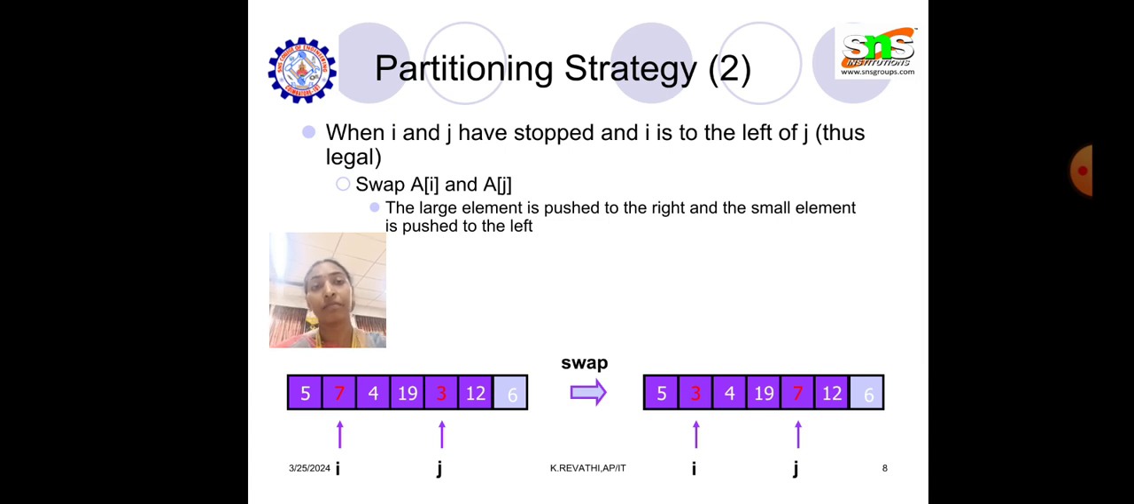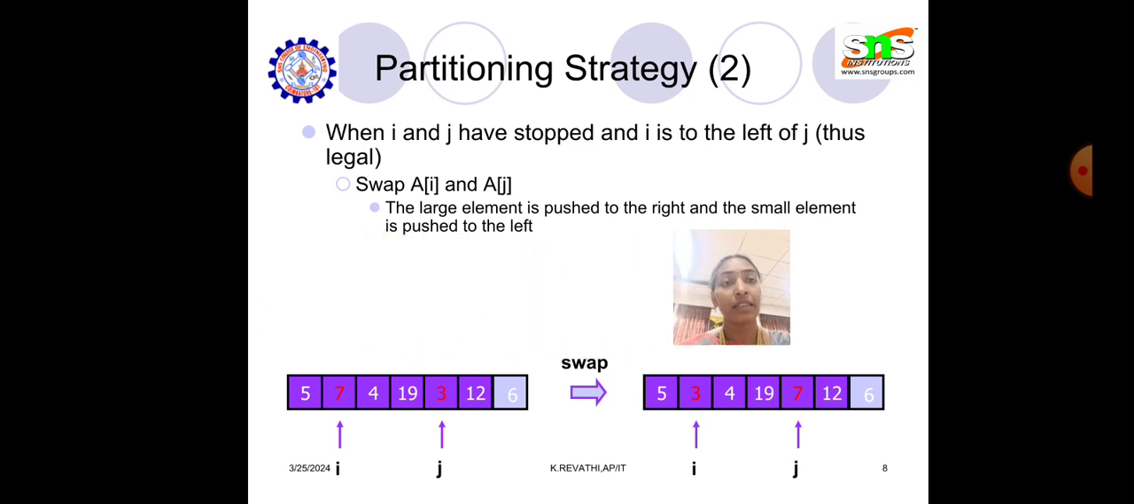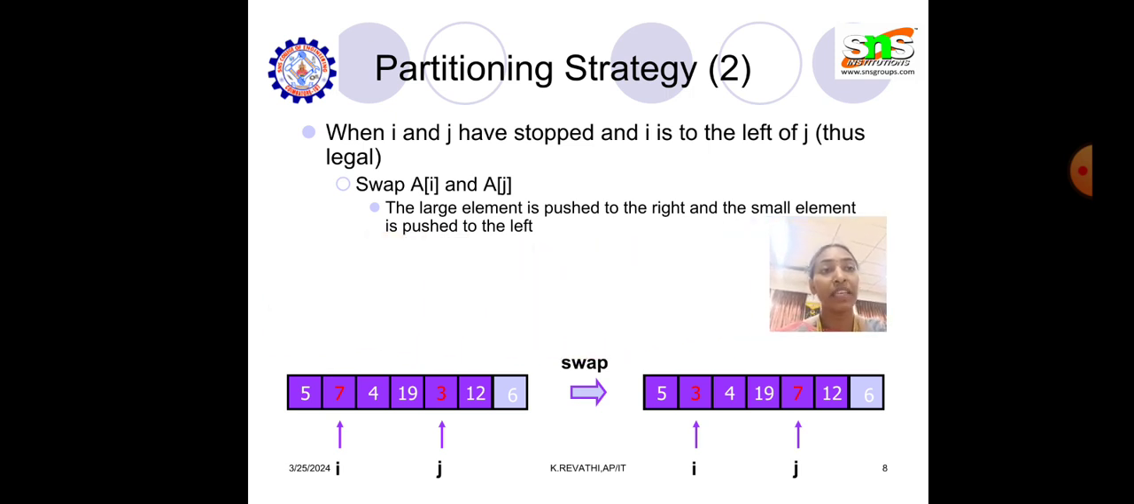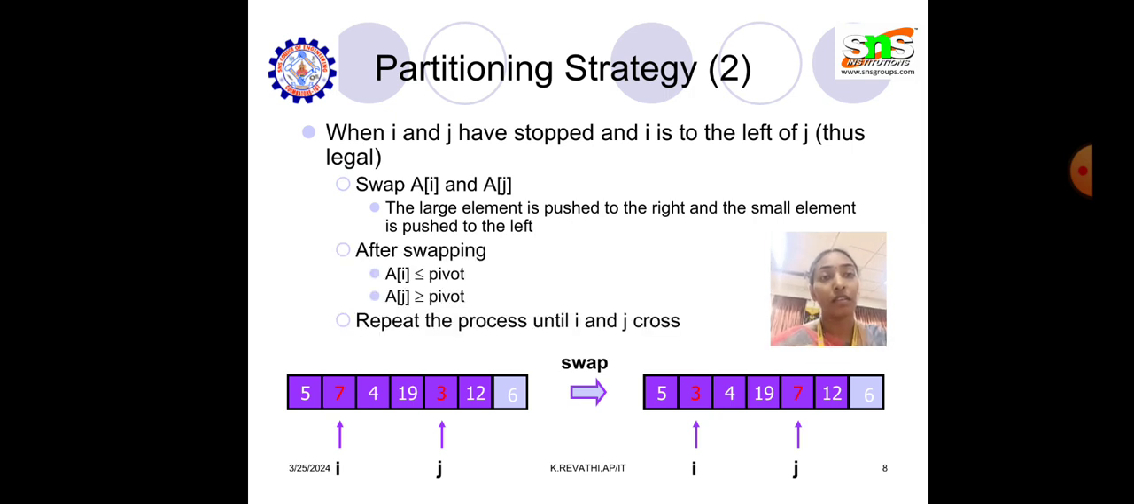After swapping the i and j values, you will get the list of elements here. After swapping, a of j is less than or equal to the pivot element, so you have to check whether the pivot element is less than or equal to the i value and the a of j value is greater than the pivot element. Repeat the process until i and j have crossed over.